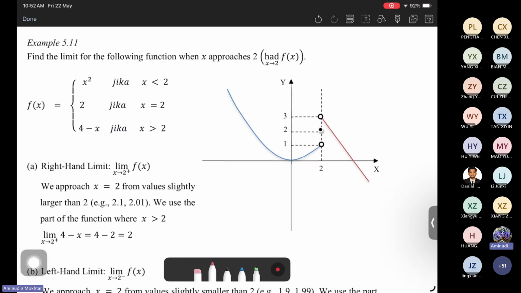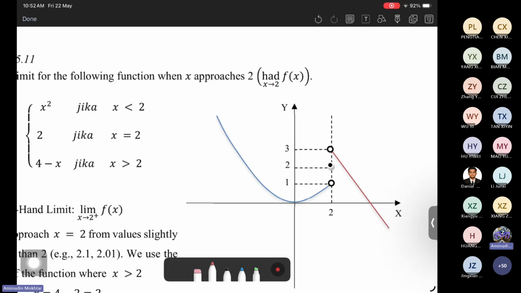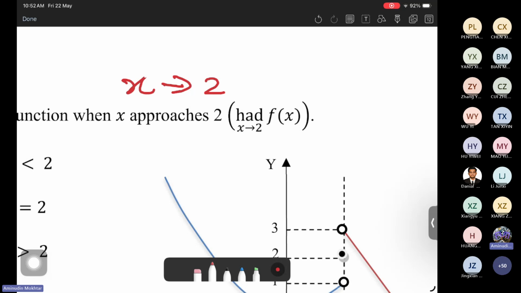Find the limit for the following function when x approaches 2. The limit of the function.